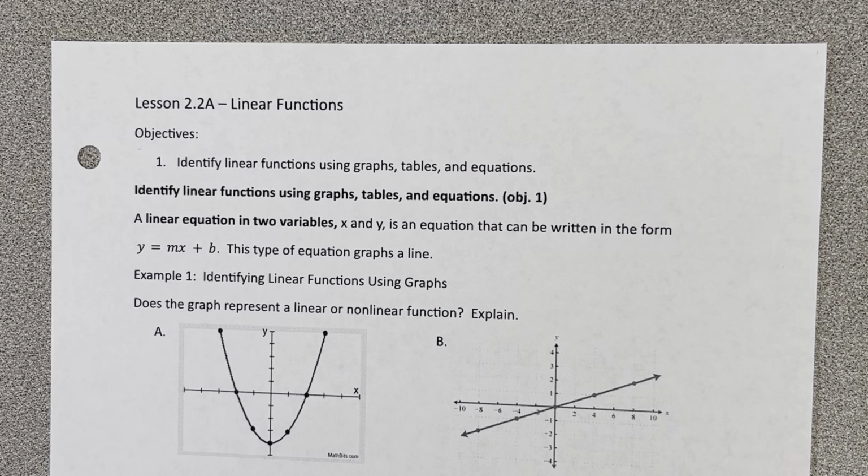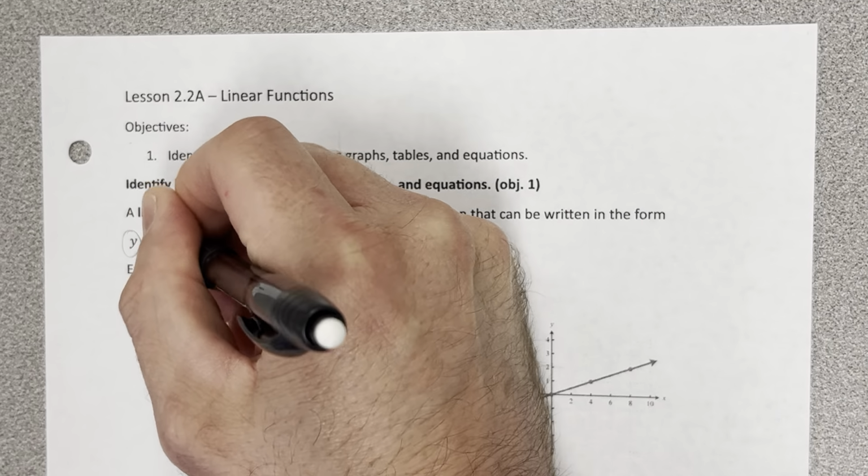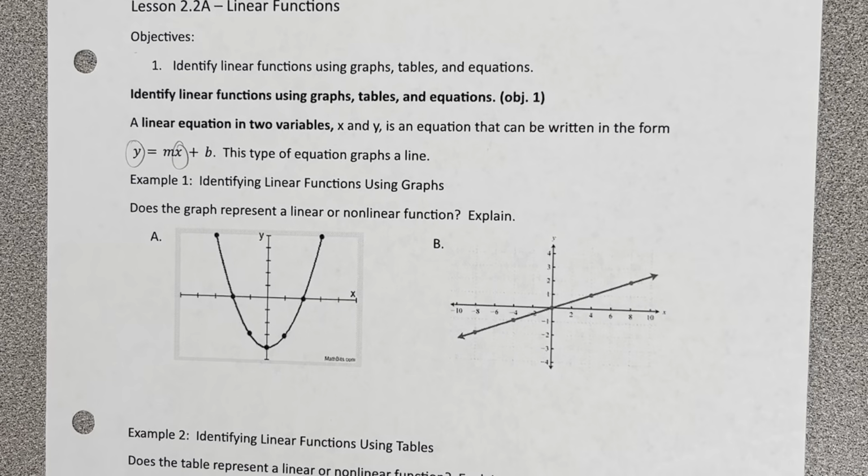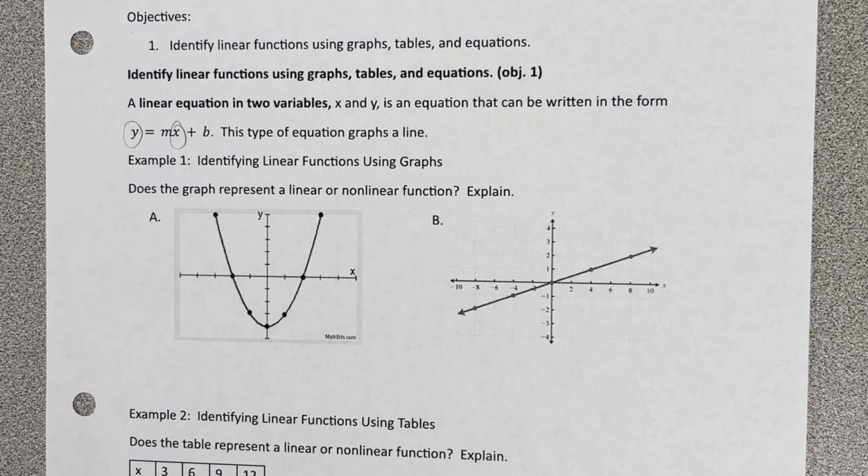So to identify linear functions using graphs, well, here's the thing. The root word of linear is line, and class, just to be clear, a line is going to be perfectly straight and extend out forever. And actually you can have data that's linear that doesn't extend out forever, but typically you're going to have arrows on the ends of your lines.